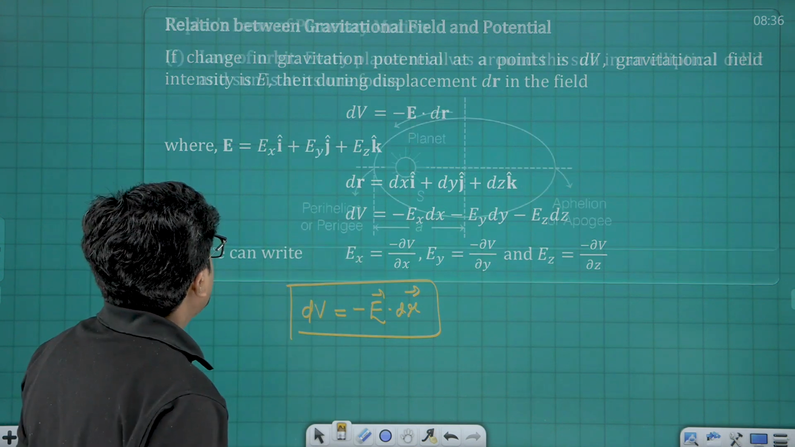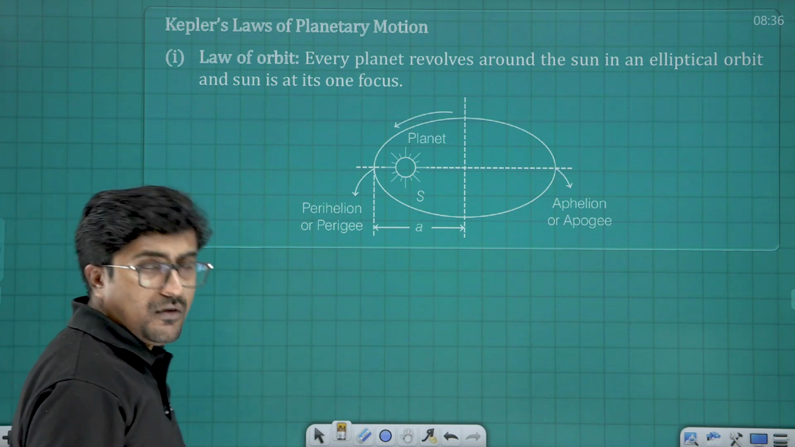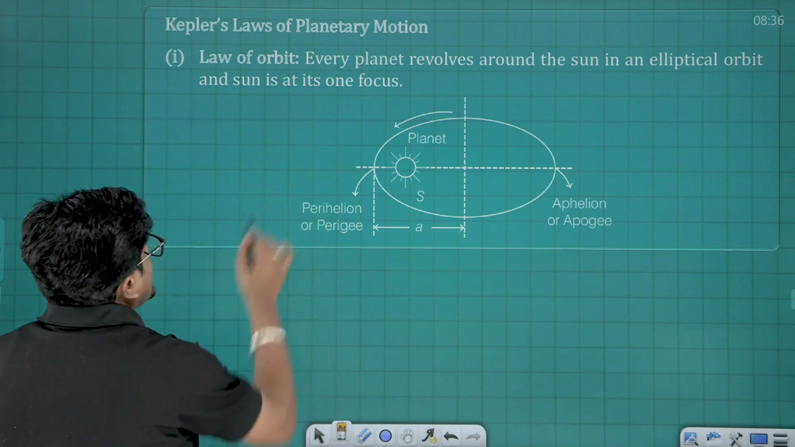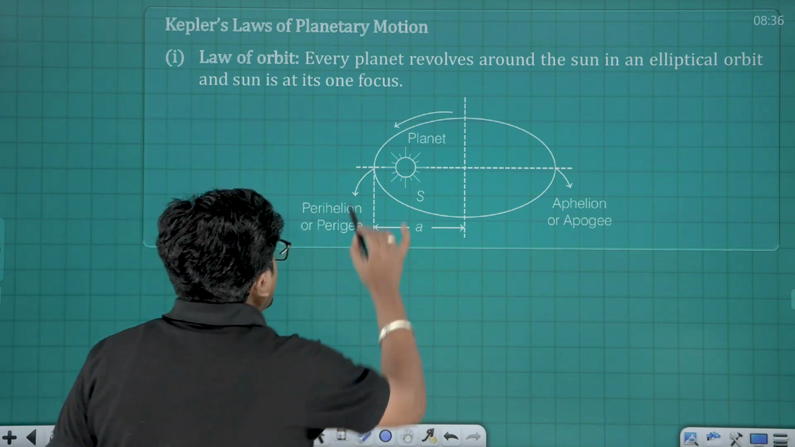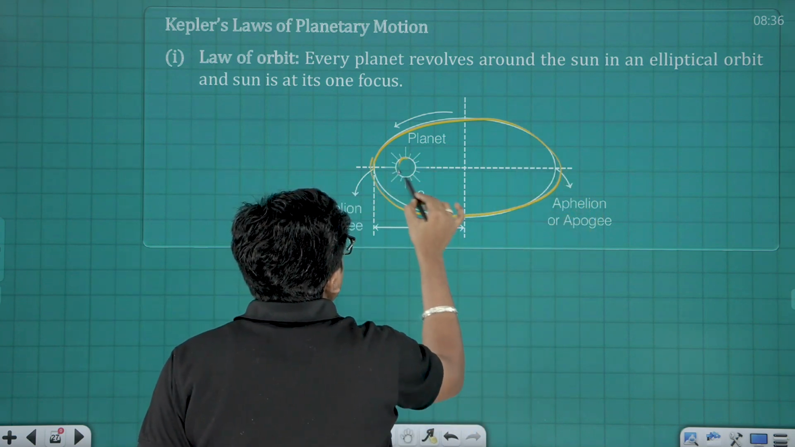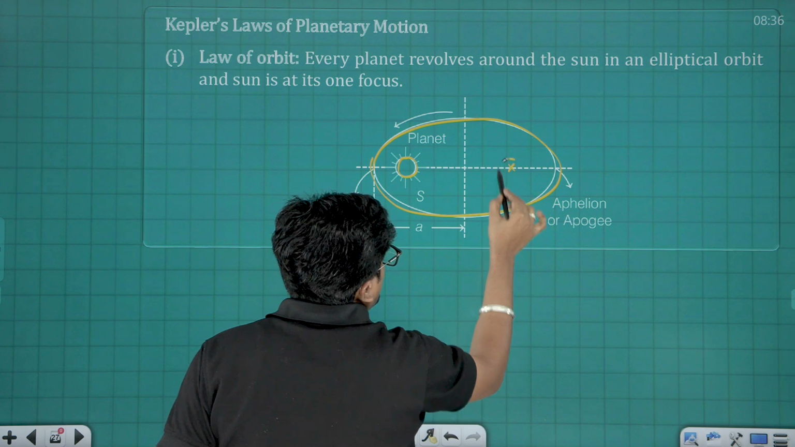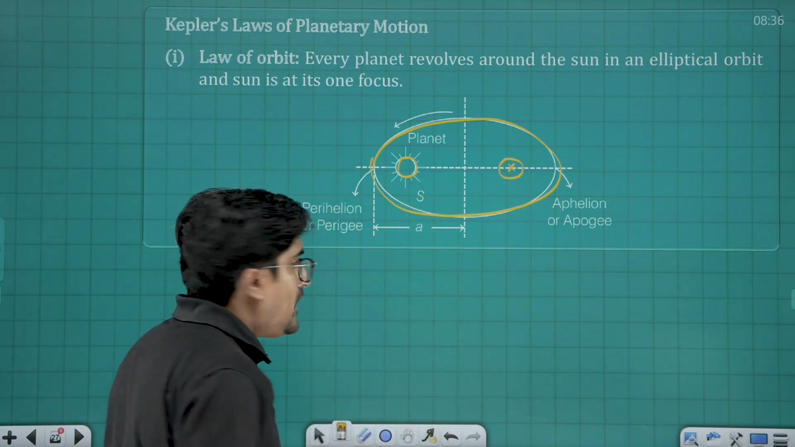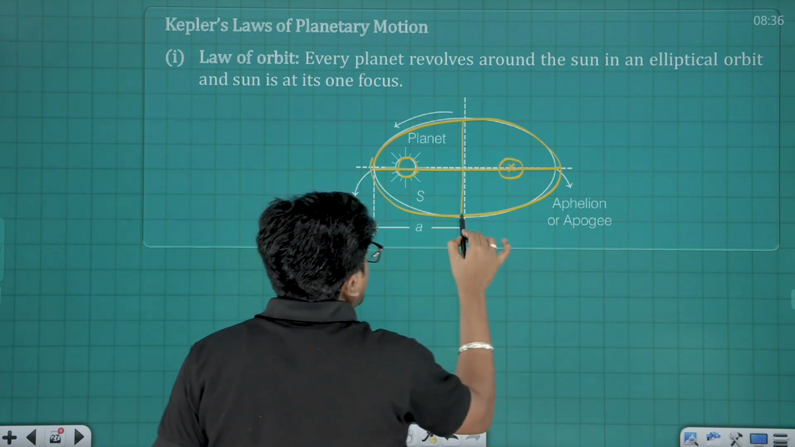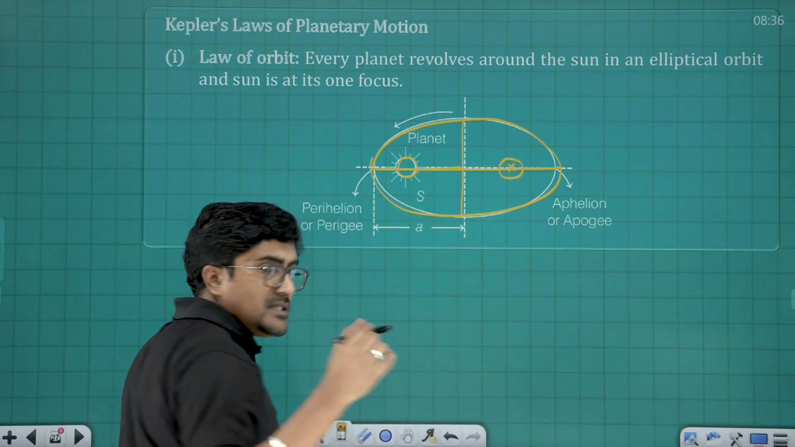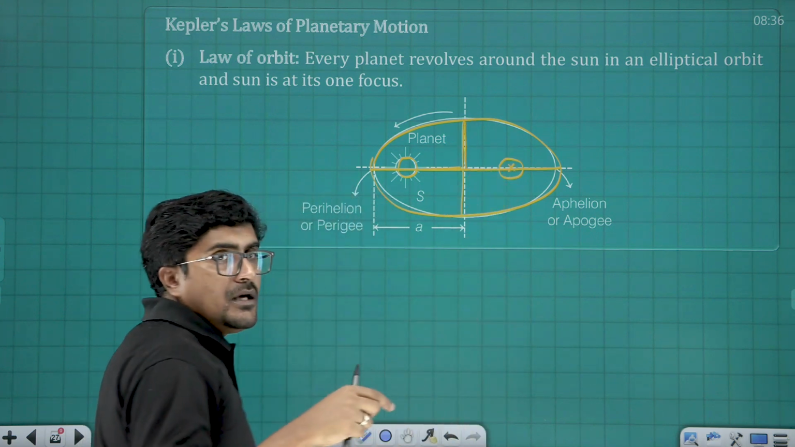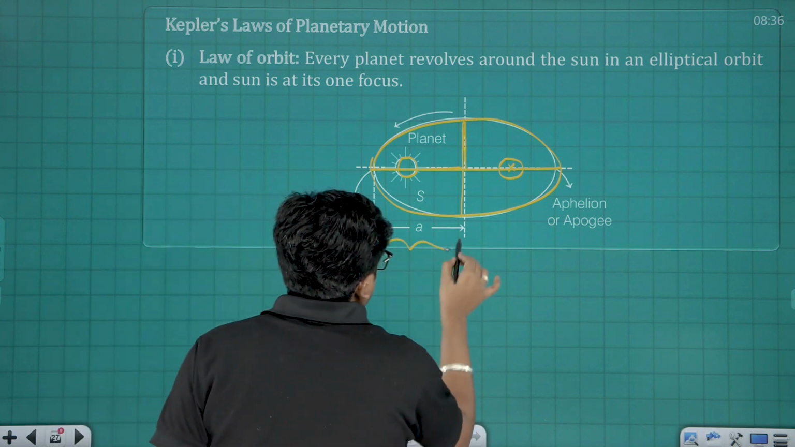All right, the next one is Kepler's law. Kepler's laws of planetary motion, that is what we call this topic. The first law says that every planet moves in an elliptical path round the sun, and the sun is going to be at one of the foci, either here or here. This axis is known as the major axis, and this is known as the minor axis. This distance is the semi-major axis, and this is the semi-minor axis.